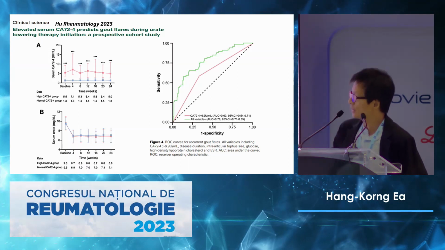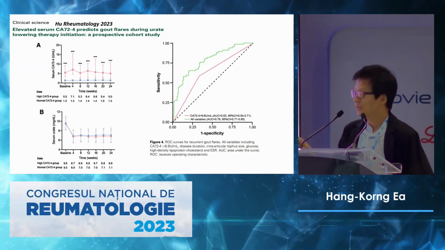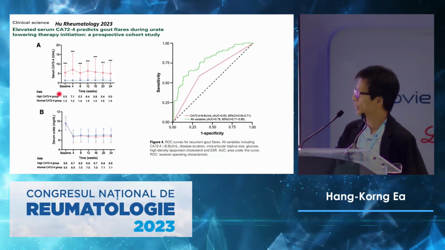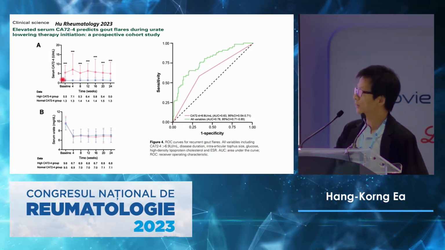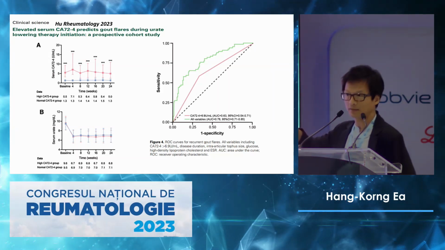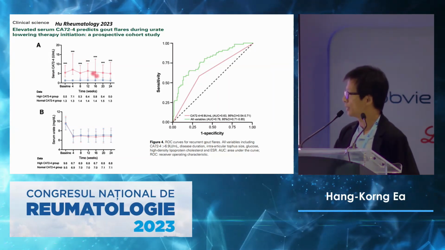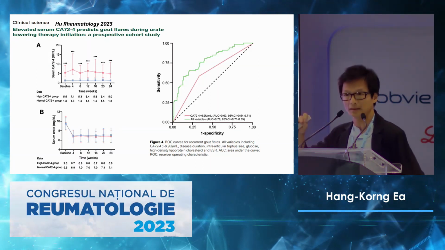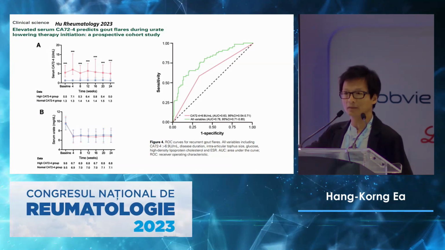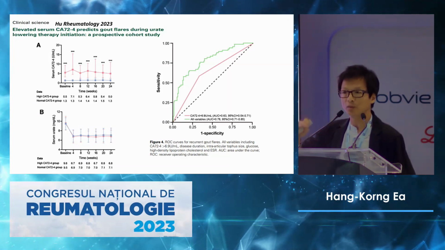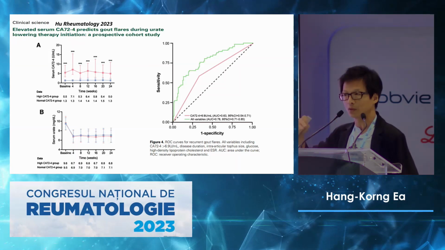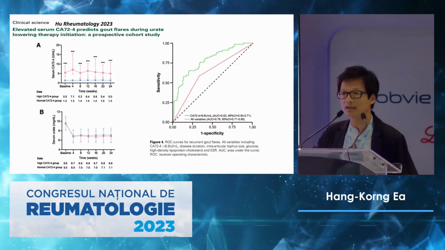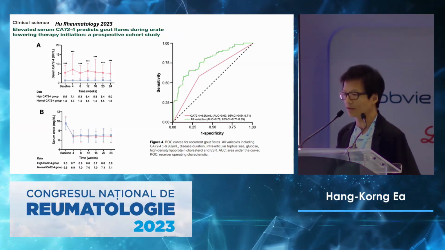And what is interesting is that, in fact, during all the follow-up of the studies, the level of these proteins remains very high, while the serum urate level between the two groups is completely similar. So it means that in this paper, the serum urate level is not associated with the risk of flare. And the mechanism of why these proteins induce flare is not known.